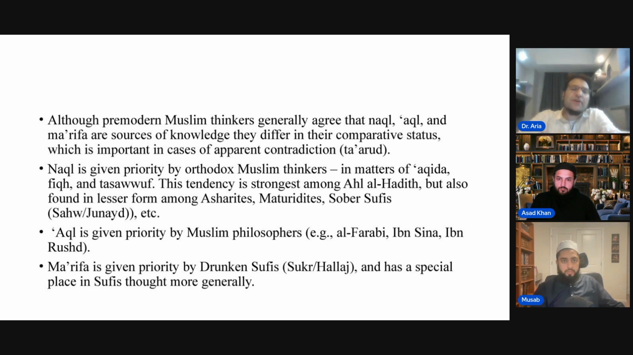When you talk about drunken Sufis, like the Sufis of sukr, they will give priority to their ma'rifah over the nusus. And generally speaking, within Sufism, they elevate the status of ma'rifah even if they don't go this far. So when we talk about Islam, we're talking about a tripartite epistemology where we conceptualize aql and naql and ma'rifah as sources of knowledge. But the fact that there are multiple sources of knowledge doesn't tell us about their comparative weights. And different groups of Muslims believe in weighing them differently. But when it comes to Orthodox Muslims, they give naql the priority over everything else.